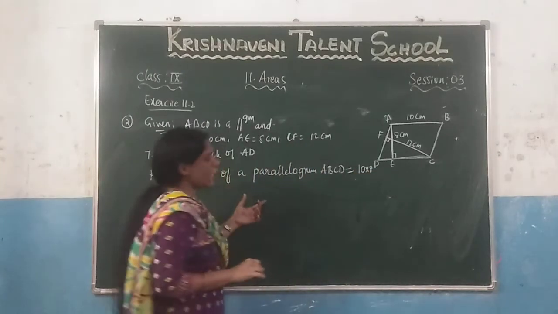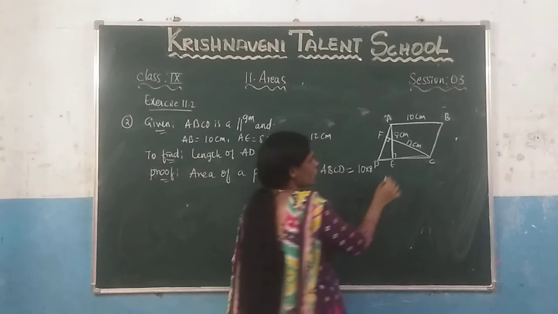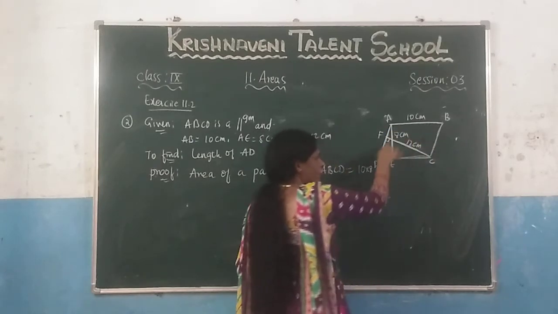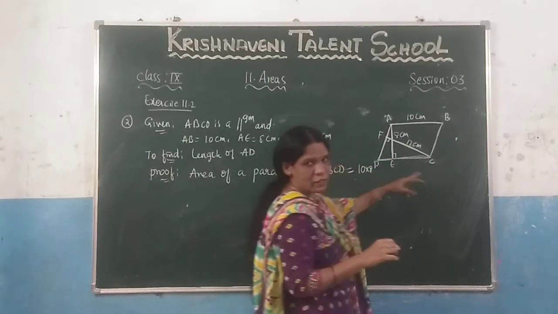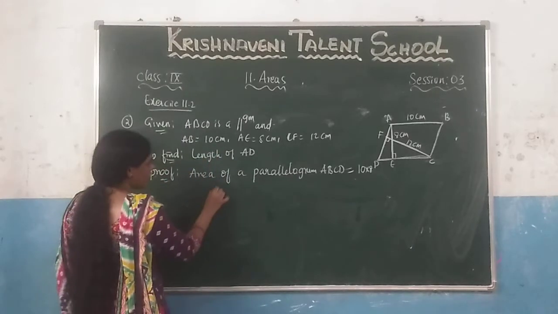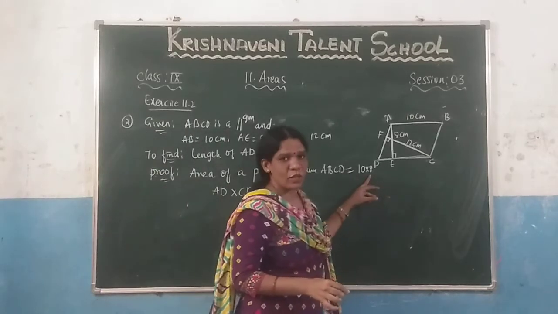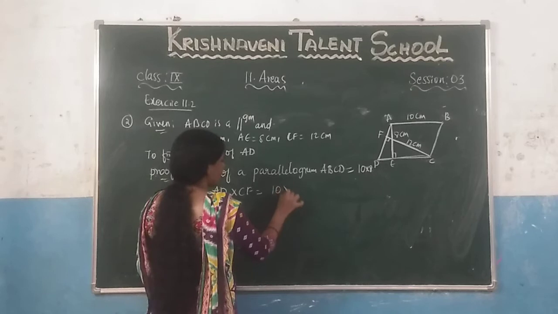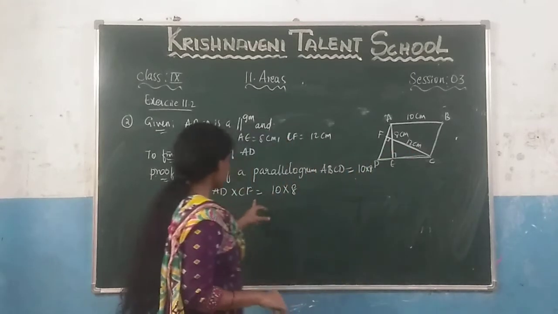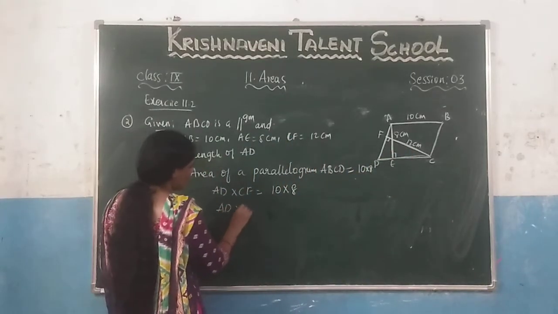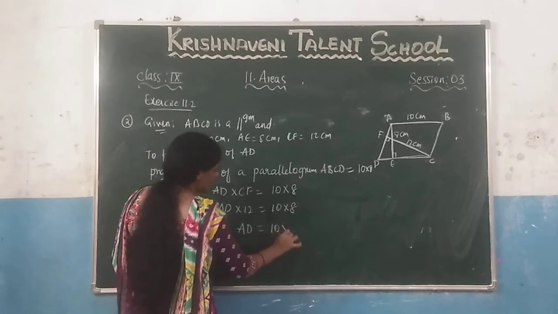But what is the area of the parallelogram if you consider AD as the base? If you consider AD as the base, what should be the height? CF is the height. Again you can write the area of the parallelogram as AD into CF, which is nothing but the base into height. So in place of the area, you can write AD into CF. Here 10 into 8 is 80, and the value of CF is 12. So AD into 12 is equal to 10 into 8. Now, if you take this 12 to that side, it will become division.